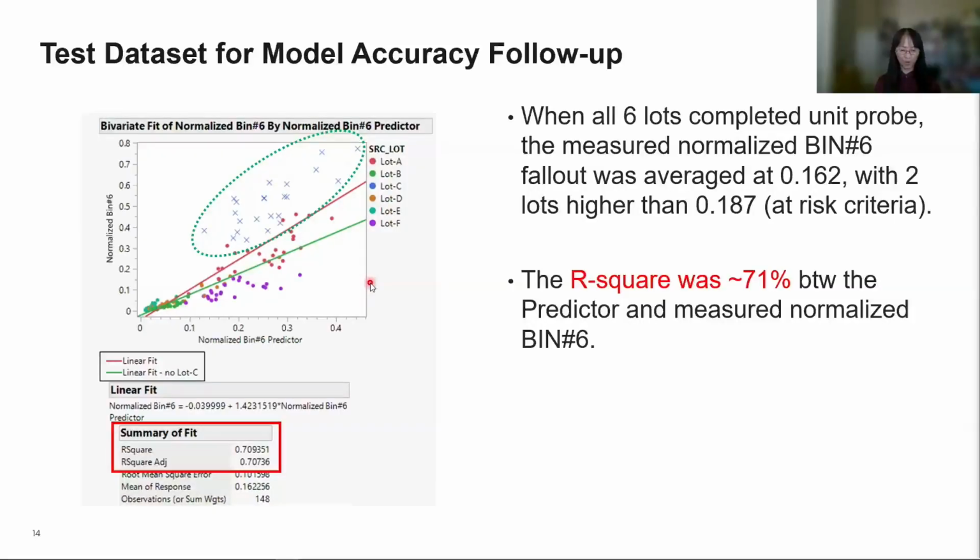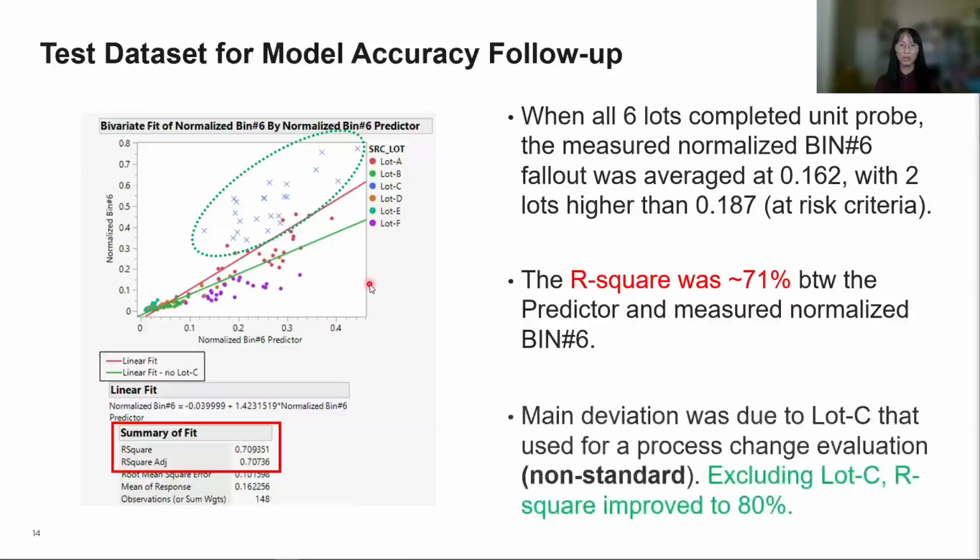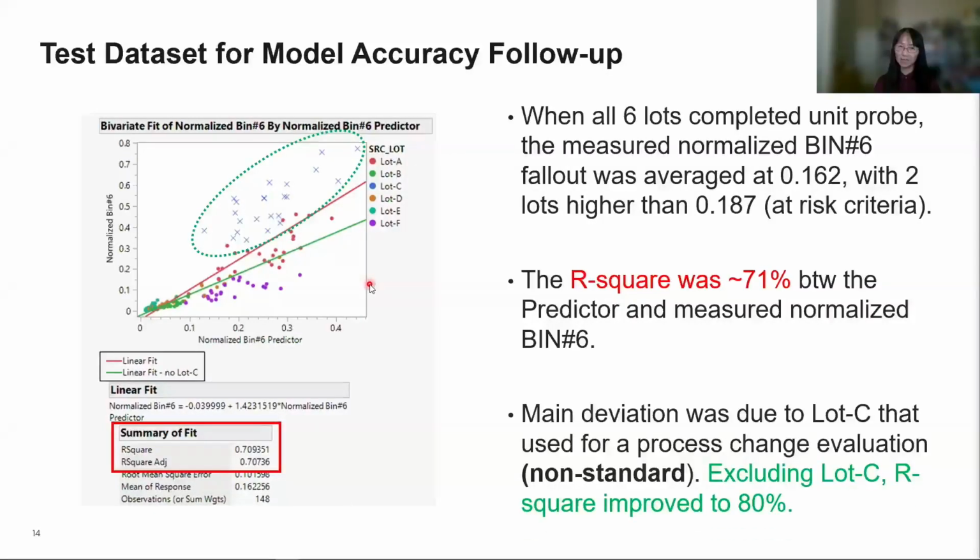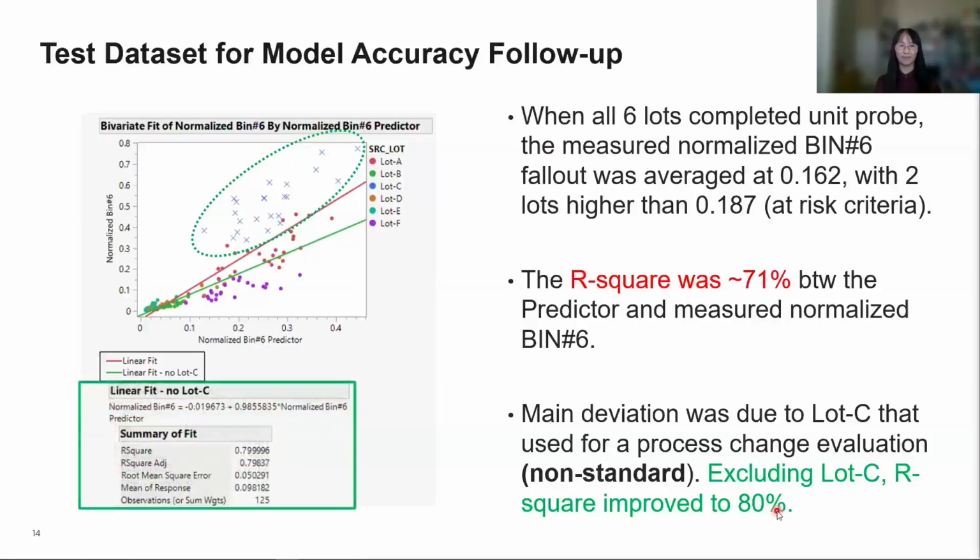So we reviewed the lot processing history and we realized that lot C is not a standard product. It was used for a process change evaluation. So we have to exclude it from the modeling. And with that, we can improve our R-square up to 80%. Yes.